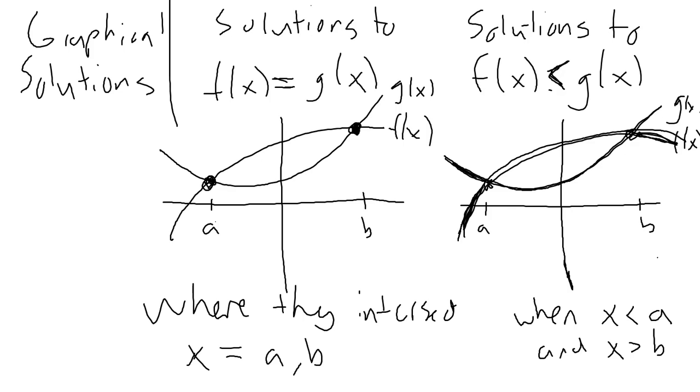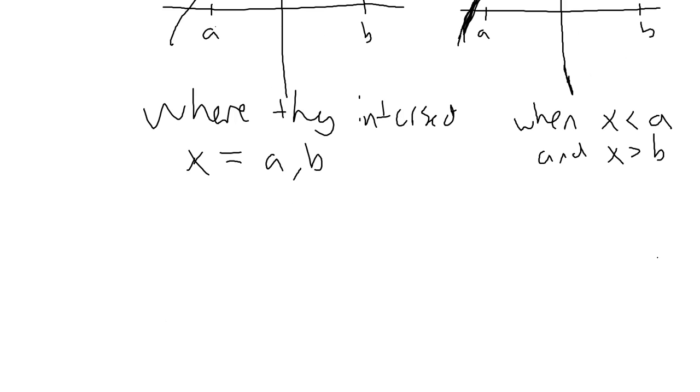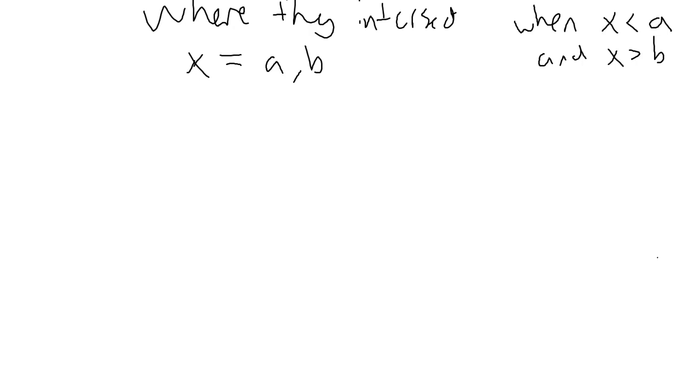You just kind of look at the graphs and say, all right, when is the graph of one lower than the graph of the other one? And then you just write those intervals, and then you're done.